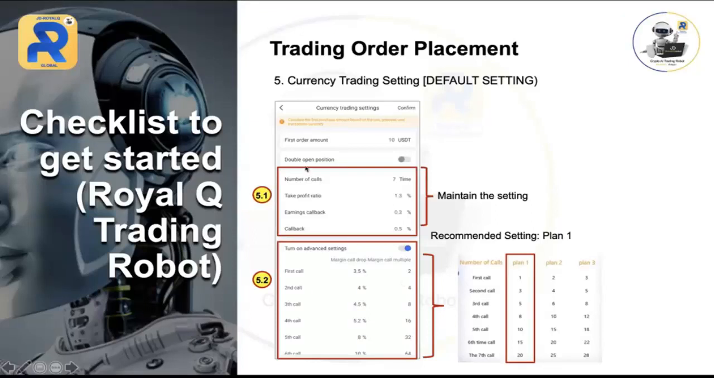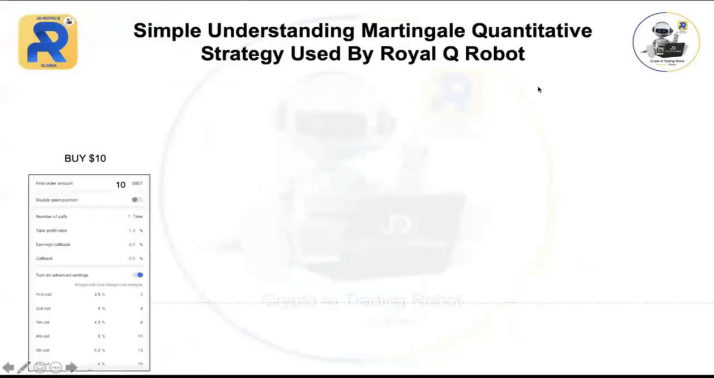So now once the setting is confirmed, you can click confirm, make sure all the settings are right, and then you can proceed to trading. All right, now let me show you how the martingale quantitative strategy actually works. Okay, now let me just use this parameter here. All right, this is the parameter. I'm going to do a first order of 10 USD.